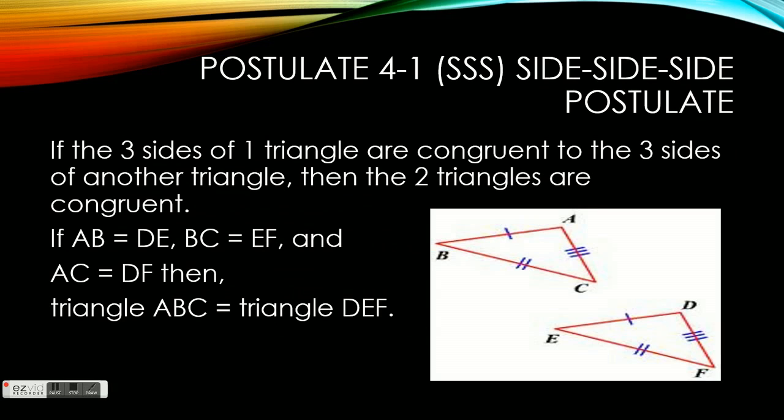Now let's talk about the side postulate. If the three sides of one triangle are congruent to three sides of another triangle, then the two triangles are congruent. So if AB equals DE, BC equals EF, and AC equals DF, then triangle ABC equals triangle DEF. So now let's take a look at some examples.